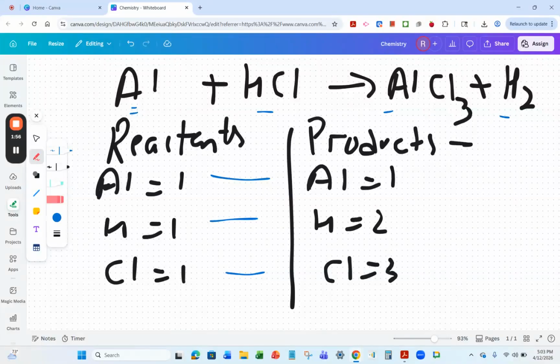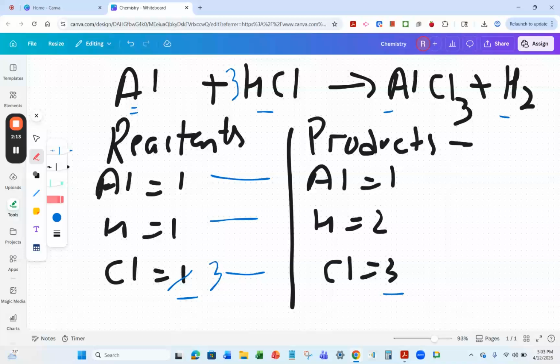So let's see. We'll first balance the chlorine. You have a 3 on the right hand side, you have a 1 on the left hand side. So I need to make it 3. So what to do? Like I said, it's only the coefficient we are changing. We are not touching the subscript. So here we go. My chlorine is balanced, but I changed the number of hydrogen too. Now I have hydrogen 3 on the left hand side, hydrogen 2 on the right hand side.